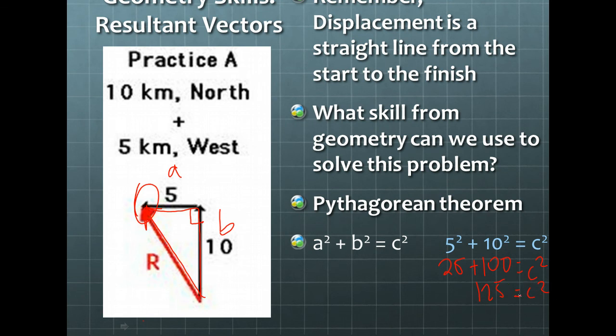Okay. So then to solve for c. That's not our answer, right? 125 equals c squared. So what is c? Well, you have to square root it. So the square root of 125, and I just did that on my calculator, is 11. Okay, so c equals 11. And our direction on that would be northwest.